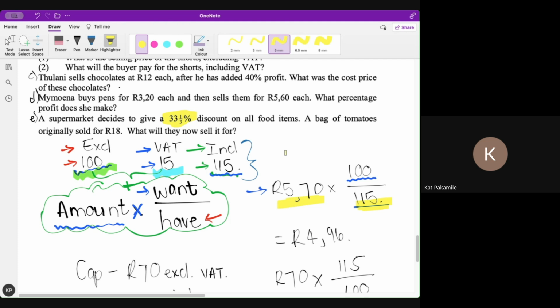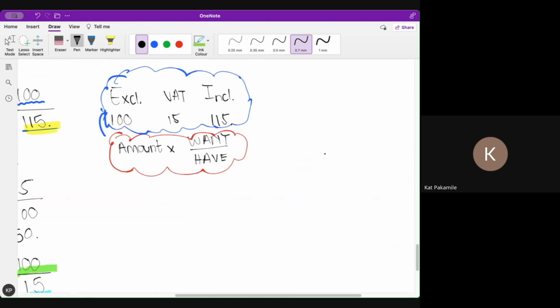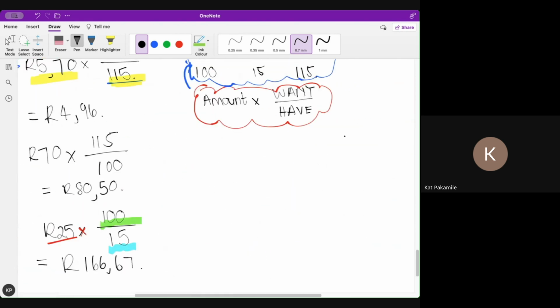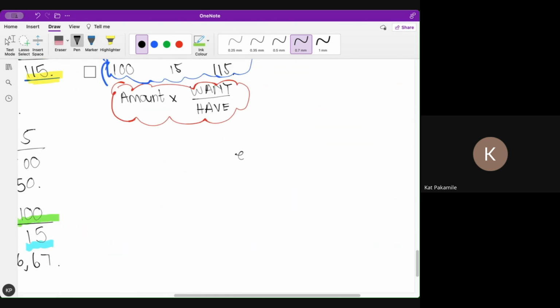It is an off. We need 33 and a third percent of 18 rands, right? I'm even running out of space. And then I write in the middle. There we go. Okay, so I need 33.3333%, and I went through all of that to forget my price.